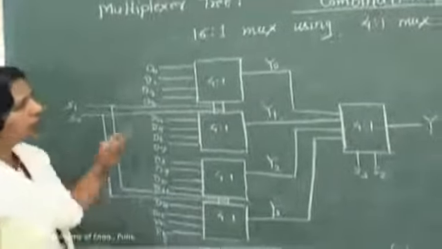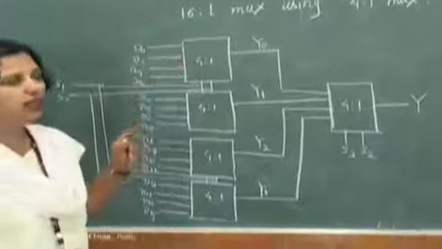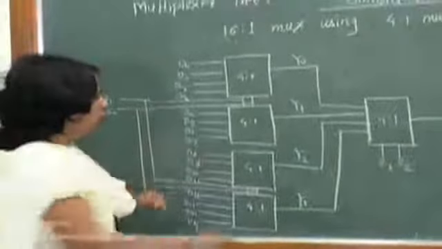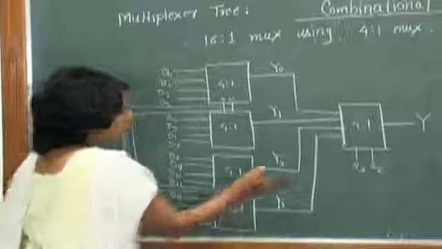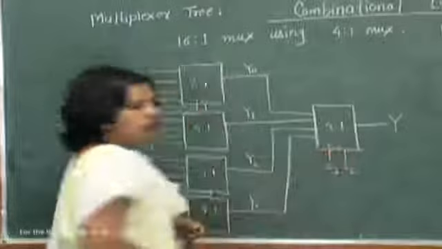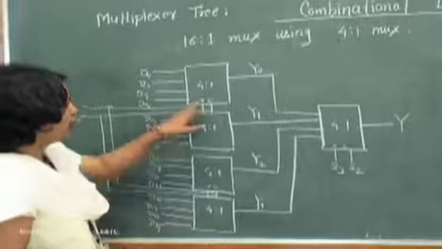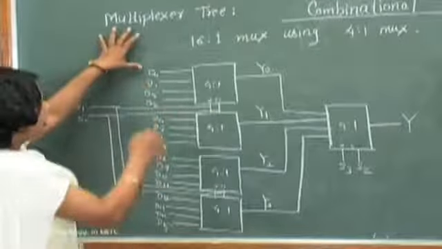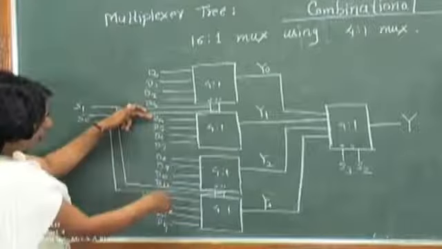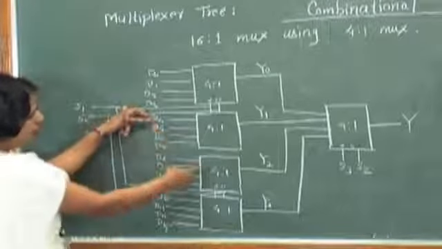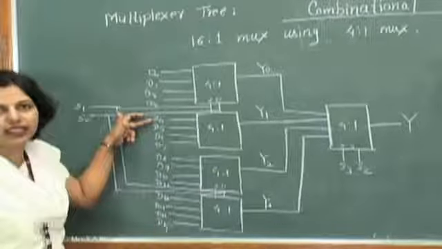Here, if we see S0, S1, S2, S3 are 0, 0, 0, 0. So what will happen here? This is 0, 0, this is 0, 0 and these two also will become 0, 0. As this is 0, 0, the D0 line of all the 4 multiplexers, that is the first line of all the multiplexers, will be getting selected.